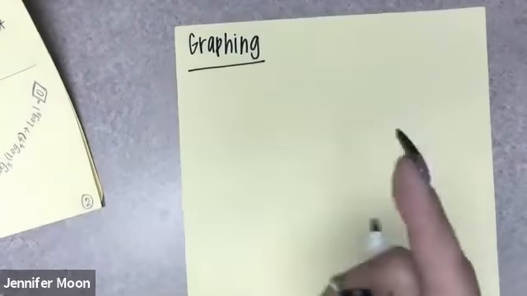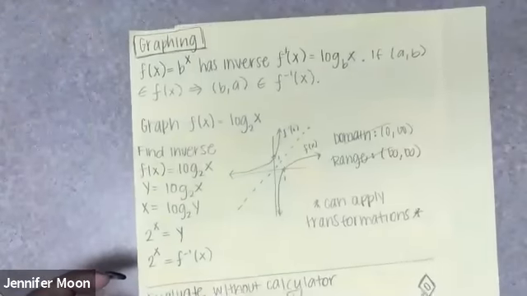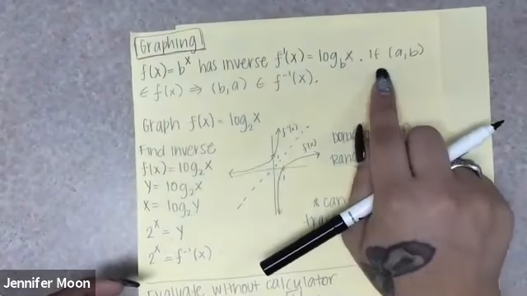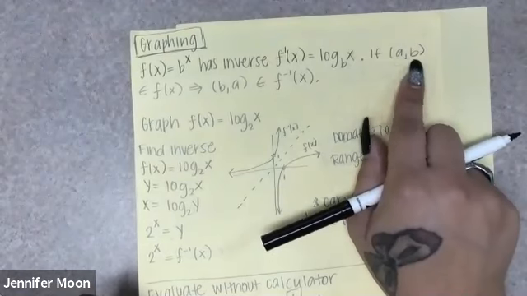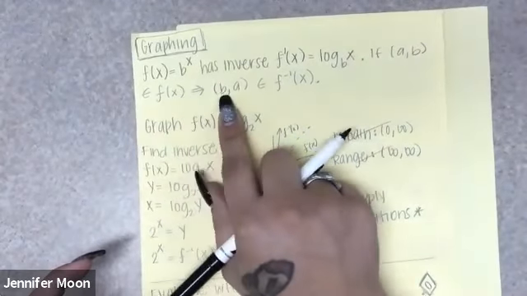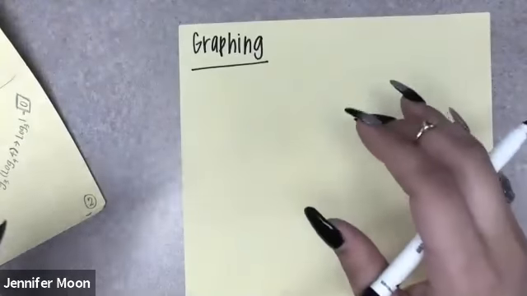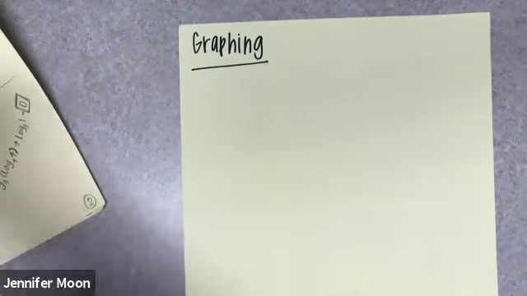So graphing these logarithmic functions. Look, y'all can tell I miss being in math class, just in case anyone cares. This says if a, b belongs to f of x, this implies b, a belongs to the inverse. I'm going to actually write the words for y'all, but I like doing that.